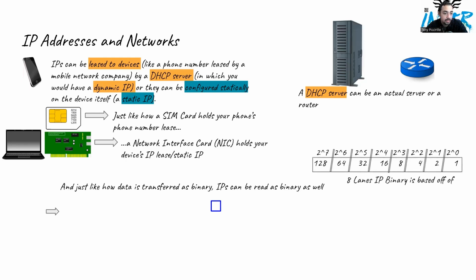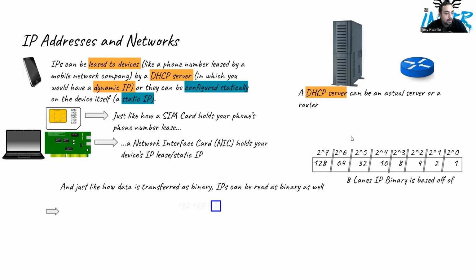Think of binary for IP addresses as being split into 8 lanes. Each lane represents the number 2 raised to the power of a number between 0 and 7. So 2 raised to the power of 0 is 1, 2 raised to the power of 1 is 2, 2 raised to the power of 2 is 4, 2 raised to the power of 3 is 8, so on. So notice how it's basically doubling each number from the lane before. So 1 and 1 is 2, 2 and 2 is 4, 4 and 4 is 8, so on.